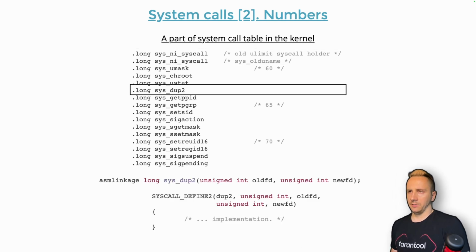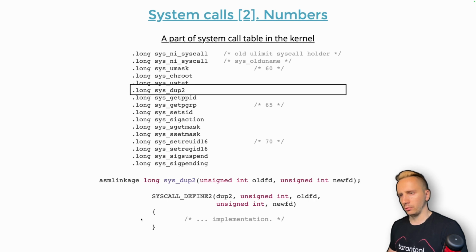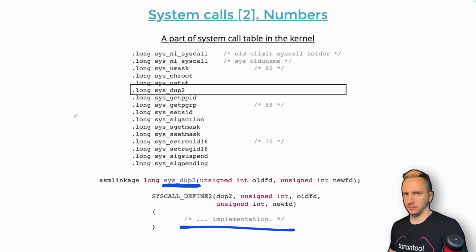And familiar system calls we can also find here implemented just fine. You can see their implementation. Sometimes it is even short and understandable. Like dup2, you can find it as sys_dup2 in the kernel source code and find its implementation.